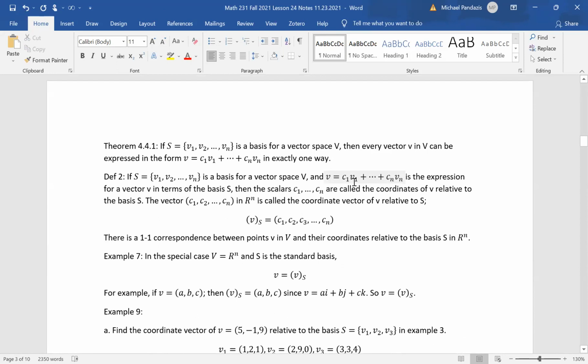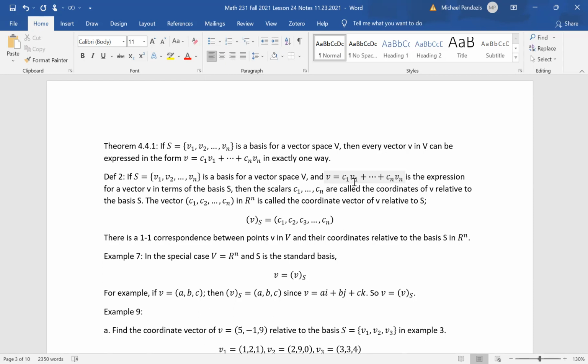Okay, next theorem is theorem 4.1.1. If S is a basis for a vector space V, then every vector v in V can be expressed as a linear combination of the basis vectors in exactly one way. So given a basis for a vector space, every vector can be expressed in exactly one way as a linear combination of those vectors in the basis. That's the theorem. The power of that statement is one of the reasons why a basis is so important.